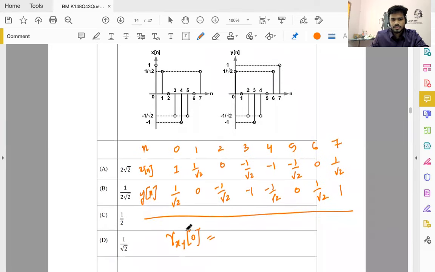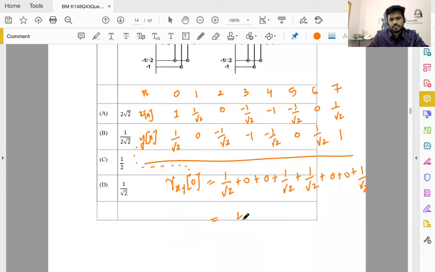So the 0, we didn't put any delay here. So that actually says we are looking at 0. So the product of this and this is 1 into 1 by root 2. This 1 by root 2 into 0 is 0. 0 into minus 1 by root 2 is 0. This is plus 1 by root 2. Okay, and this also I suppose is plus 1 by root 2. This is 0. This is 0. And this is 1 by root 2. So all of them are positive. This is 4 by root 2, that is 2 root 2. Is that the answer key?